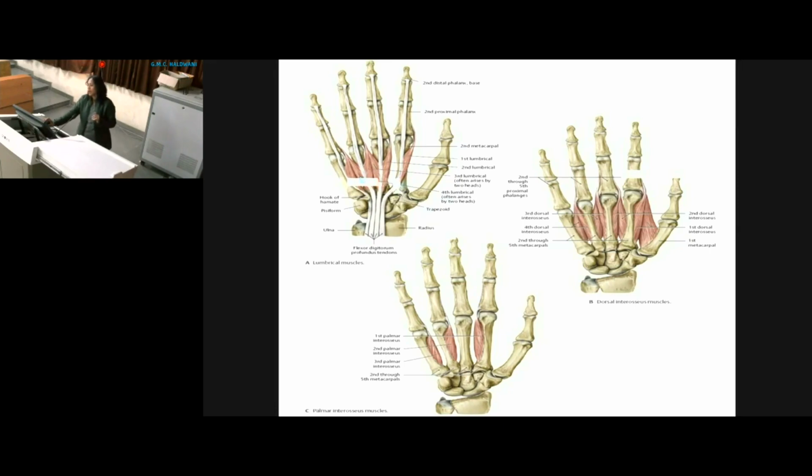And this third and the fourth, they are bipinnate, arising from the adjacent tendons: of the middle finger and the ring finger for the middle and ring fingers, and the adjacent tendons of the ring finger and the little finger. Clear? They again cross the metacarpophalangeal joints and are inserted into the dorsal side, for the ring and little fingers, in the dorsal digital expansion.